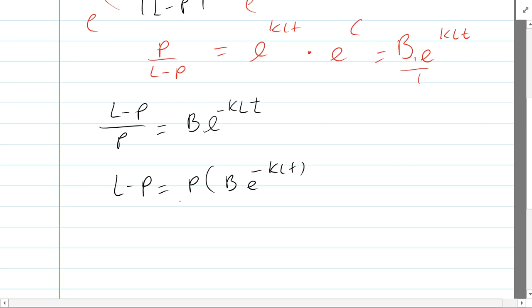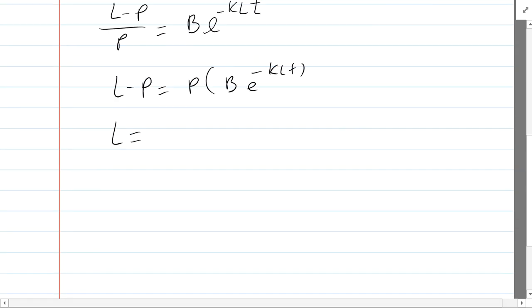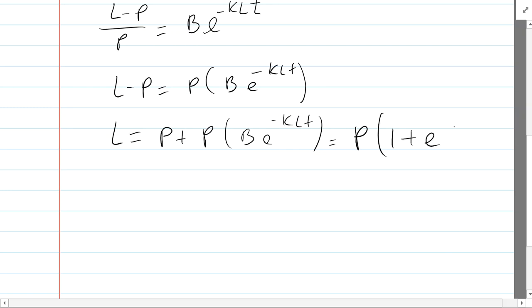Can I get all the P's on one side? I'm going to move the P over here and keep the L over here. So I get L equals, my professor did not go this slow for me. Last night he was flying. Whew! I have scribbles. So L is equal to P plus P B e to the negative KLT. Factor out a P. Do you get P times 1 plus B e to the negative KLT?